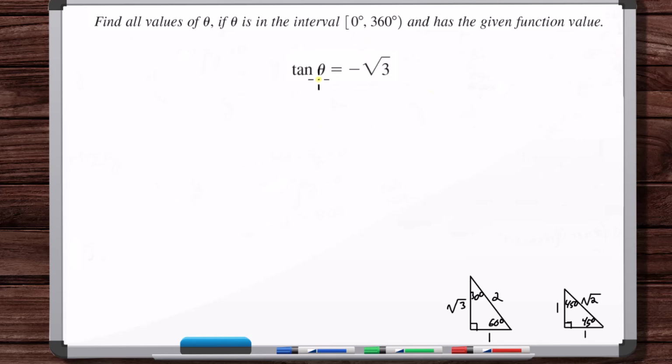Okay, so what values of theta between 0 and 360 have a tangent equal to minus √3? What quadrants is tangent negative? It's quadrants 2 and 4, because the side lengths are both positive in quadrant 1, and in quadrant 2 one is negative. So what is this? It's minus √3 over 1.